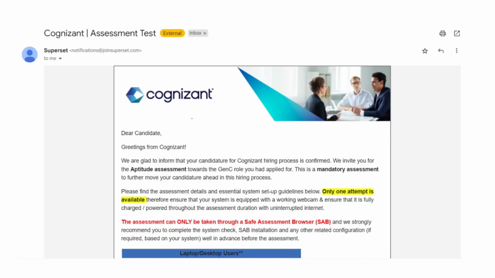And this is the email that you get for this round 2 from Superset. Here we can see that there will be only one attempt available to take this exam. Also, we need to download and install the Safe Assessment browser, and in that browser only, we need to take the exam.